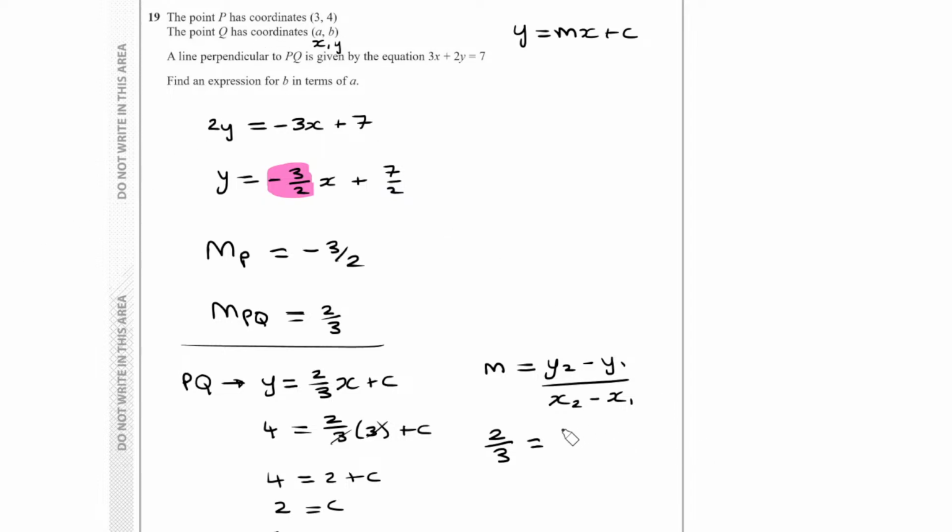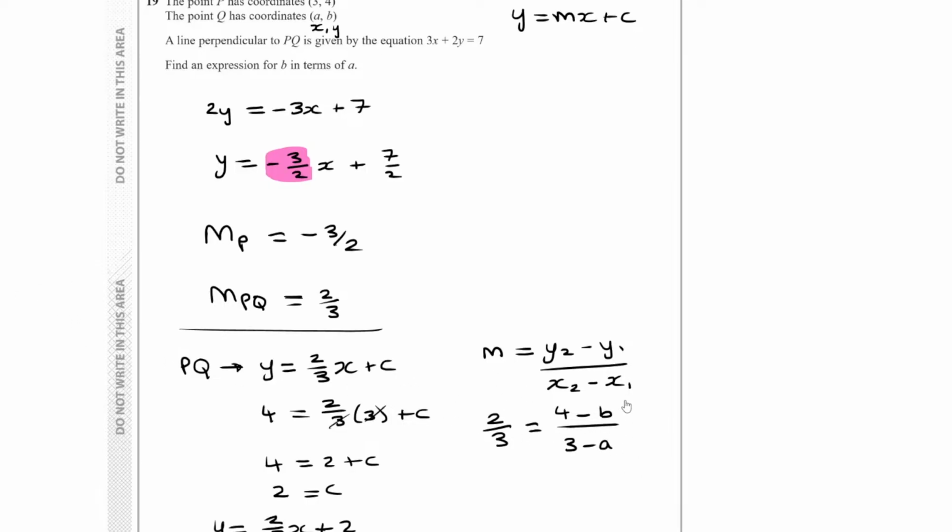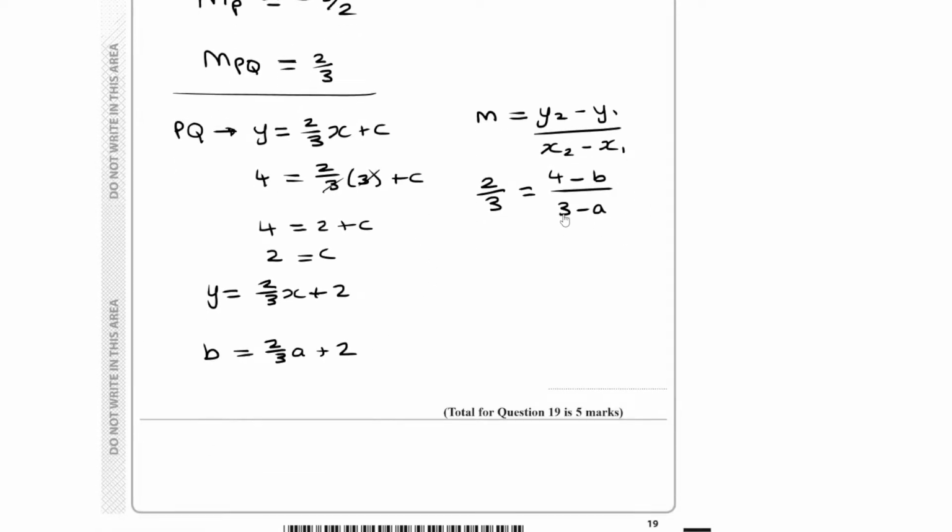So let's say I'm just going to use the 4 first. 4 minus b over 3 minus a. You could do that. And then, in that case, all you would have to do here is just rearrange it to get b as the subject. That's all you'd have to do. So I'd probably cross multiply. So what's that? 6 minus 2a is 12 minus 3b.